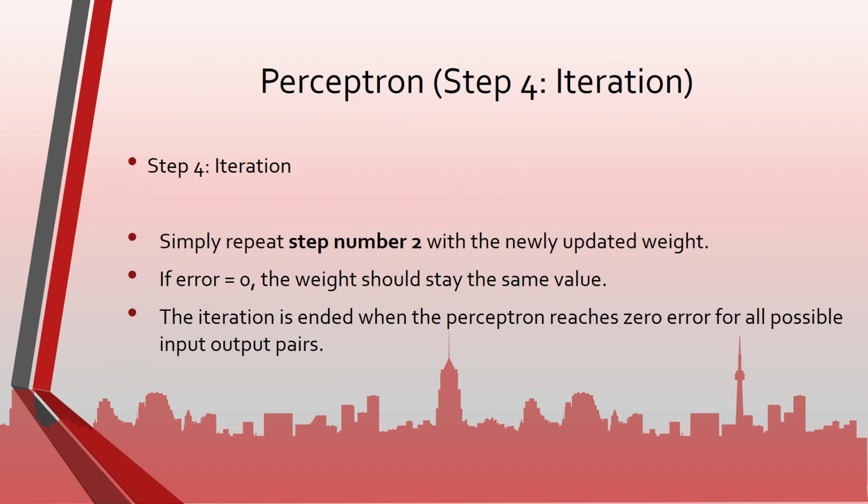Step number 4 is to simply repeat step number 2 with the newly updated weight p plus 1. If the error is 0, the weight should stay the same value. And the iteration ends when the perceptron reaches 0 error for all possible input and output pairs.